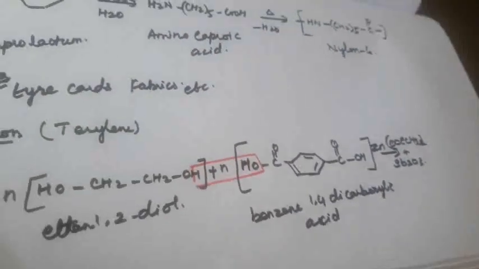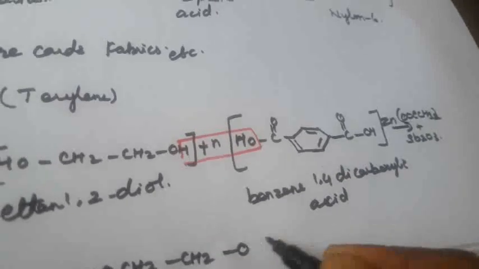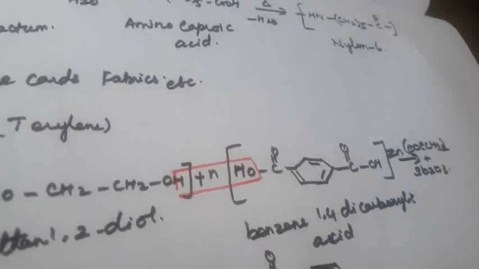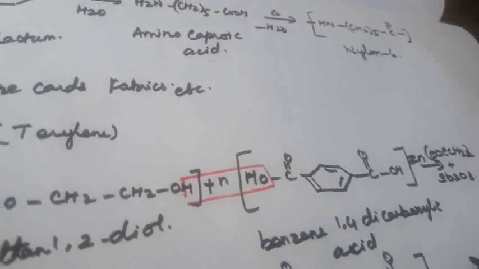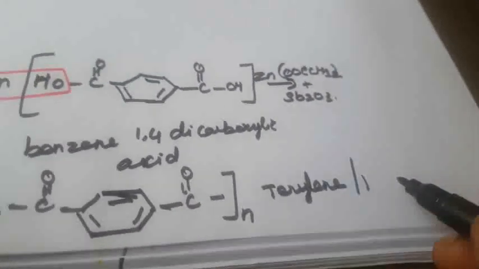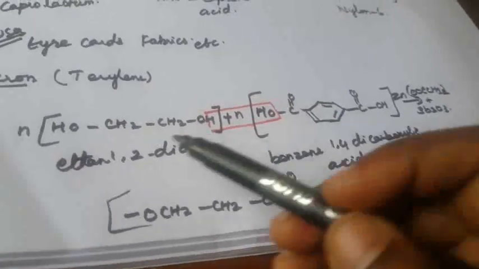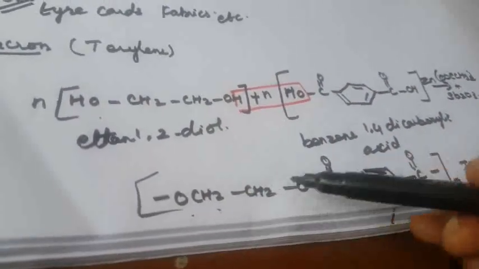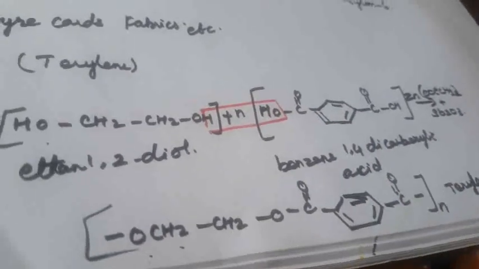How will it be written? Here O, CH2, CH2, O, C double bond O, then the benzene ring, C double bond O. This is called Terylene, or polyester. Only the water molecule is removed, and the remaining compound is written as it is. Here it is combined with another benzoic acid, so H2O is removed and only O remains. Then CH2, CH2, O, C double bond O, benzene ring, C double bond O. This chain will be repeated, so that is called polymerization.